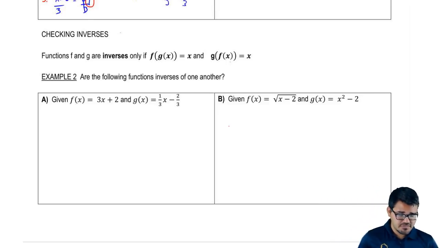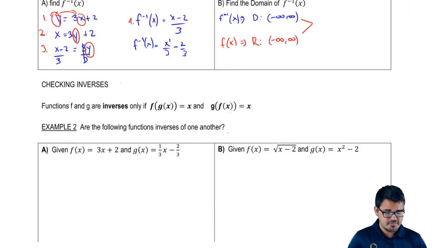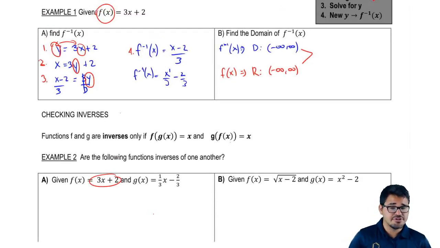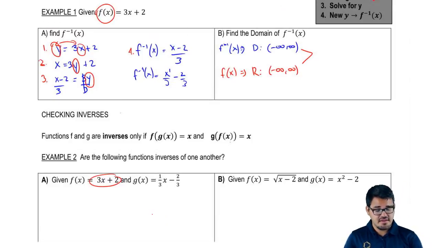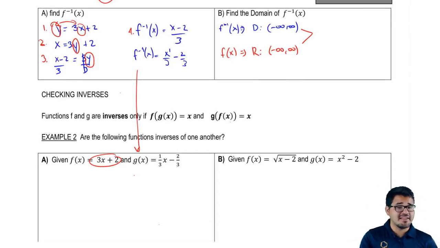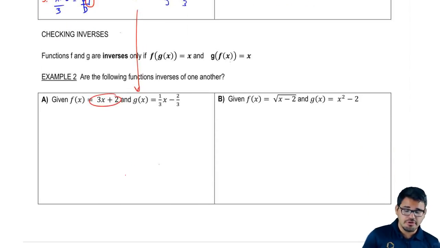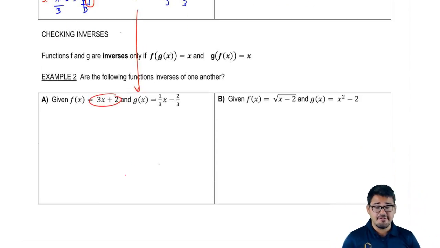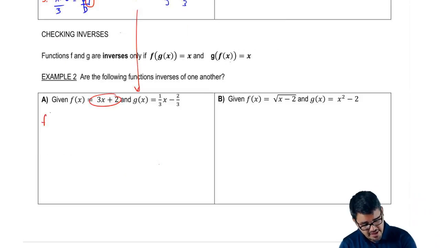Also, if you notice here, our f of x is 3x plus 2, which is the f of x that we just used, and our g of x is the inverse that we just got. So now we're going to check if what we did in letter A is correct. We're going to start off by computing f of g of x.